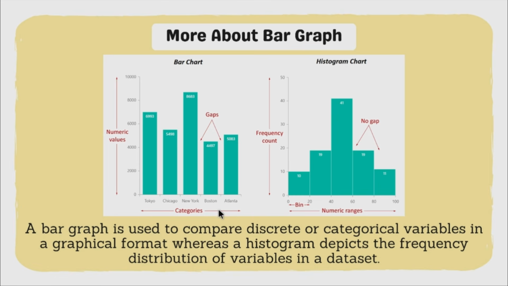Yung bar graph, para sa categorical data. For histogram, this is more on numeric ranges. So, class intervals na po ito, groupings na po siya. Kung ang bar graph, individual po yung mga categories, okay? Magkakaiba sila. For histogram, they are actually part of a whole.